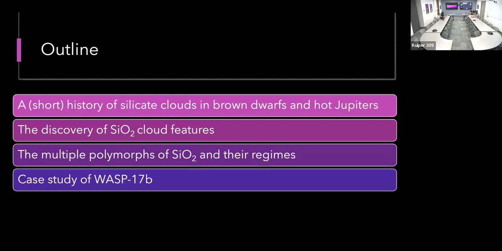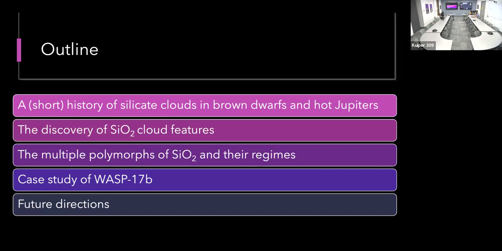I'll take that knowledge that we really should be applying and do a case study specifically of JWST-17b, which is a particular hot Jupiter with a silicon dioxide cloud detection. And then I'll talk briefly about places where I think this research could go, things that need to be done, things that I just think are interesting. I'm happy to take any questions throughout as I go along, and then certainly at the end.